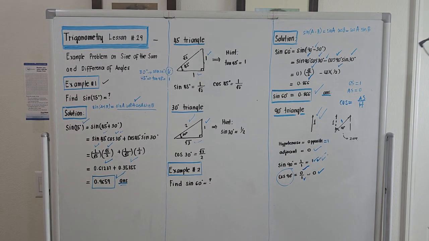So from now on, if you say 90 degrees, the cosine is 0, and the sine of 90 degrees is 1.